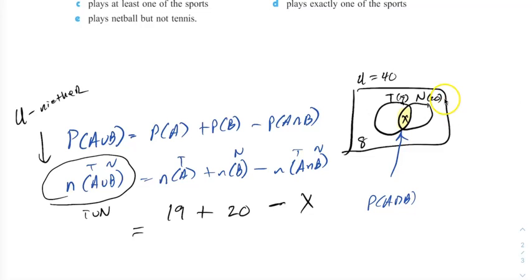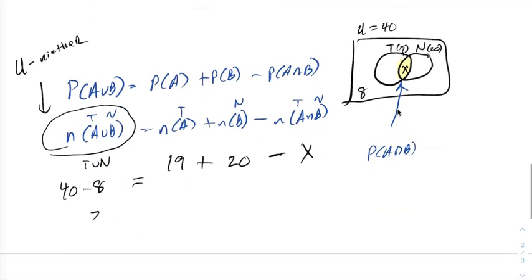If you look right here, the neither is 8 and the universe is 40. Well, there's only two things: there's the union here, and then there's the neither. So if I know what the universe is and I know what the neither is, I can figure out what the union is. So I just go 40 minus 8 gets me these 2 circles. So this will be 40 minus 8, and I'm going to get 32 equals 39 minus x.